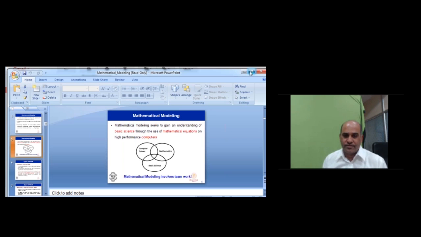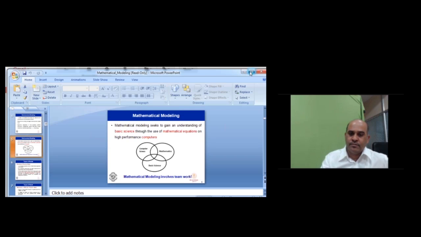After representing the system in terms of equations, then how to solve these equations? High performance computers, knowledge of tools and of the computing platform are also equally important in mathematical modeling. So in short, if you look at these three circles I've shown, it's a combinational group work of basic science, computer science and mathematics. Mathematical modeling involves teamwork. That's why we have formed the team, and we expect the different participants in the team to work together and do the mathematical modeling.